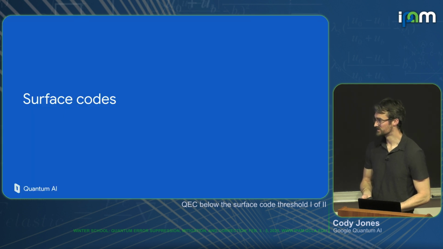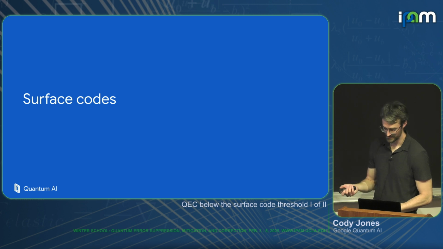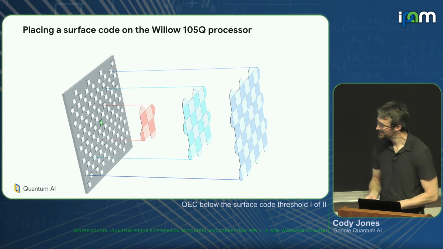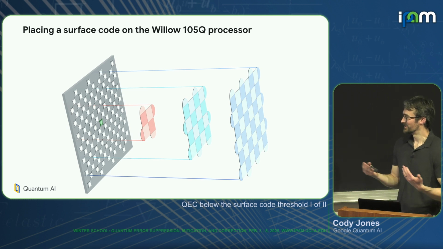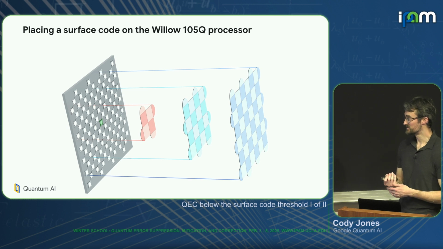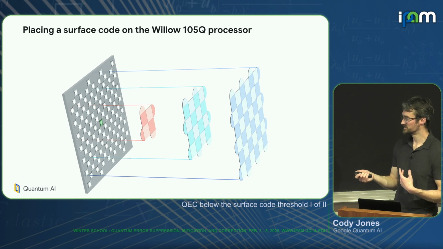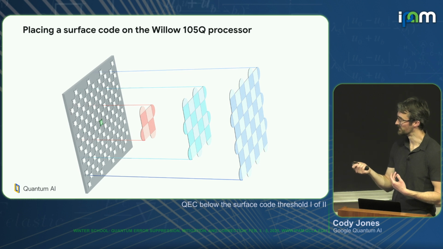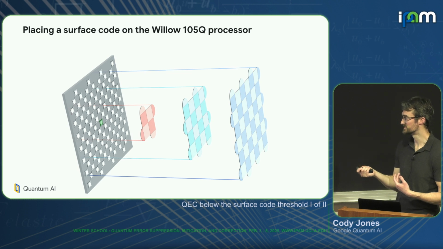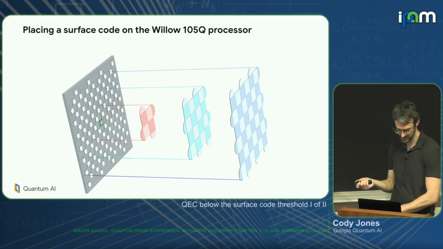Okay, so those are the building blocks for our hardware. And now I'll talk about surface codes, which is good because I survived the hardware section. Okay, so we're interested in running a surface code, and this is just a 3D cartoon. If you imagine one of our devices, this is what it looks like. It's a grid of 105 qubits. And instead of a single physical qubit, you can utilize some real estate here to place a surface code. And in fact, you can place surface codes of different sizes. So let's kind of dive into that.